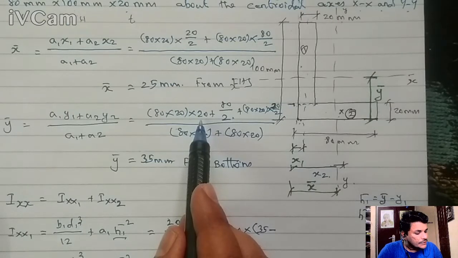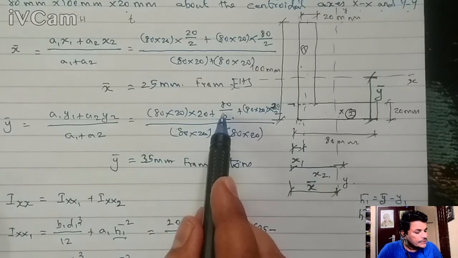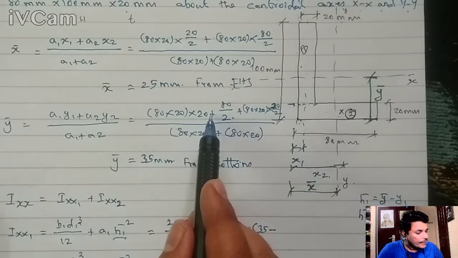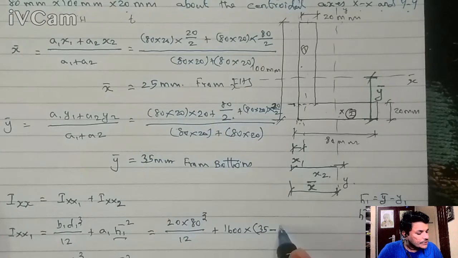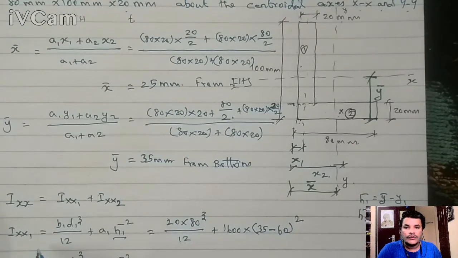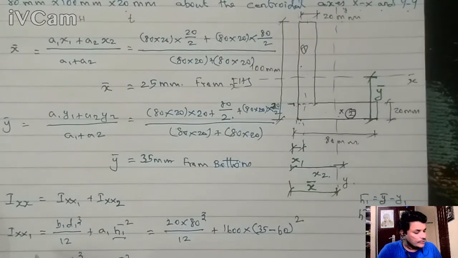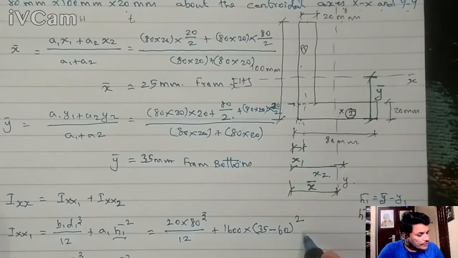Y1 value is, sorry, 80 by 2, 40, plus 20, so 60 mm. So (35 minus 60) the whole square. So this is Ixx1 according to the theorem of parallel axis. Okay, let's see what value comes here.